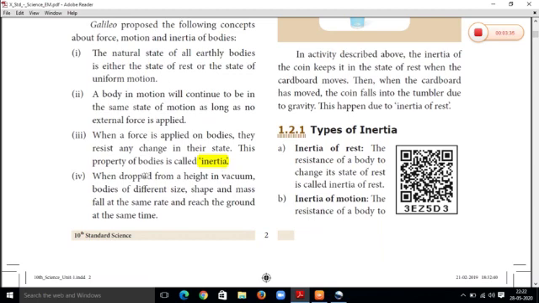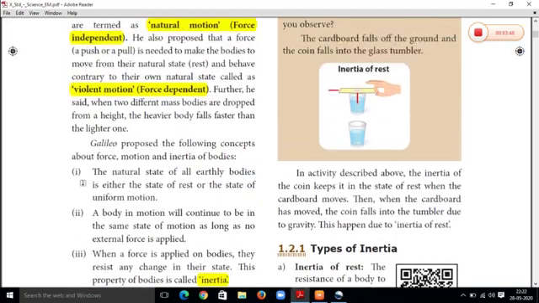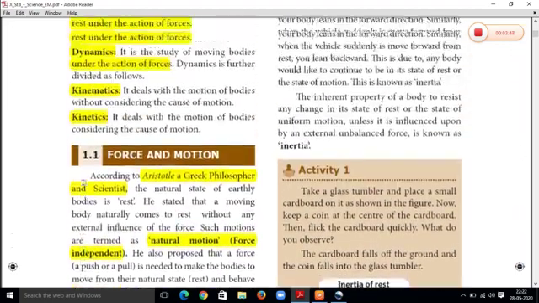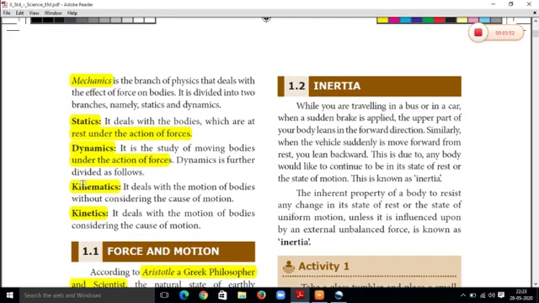When dropped from a height in vacuum, bodies of different size, shape and mass fall at the same rate and reach the ground at the same time. That is, when a coin and a feather are dropped from a height in vacuum, both objects reach the ground at the same time.